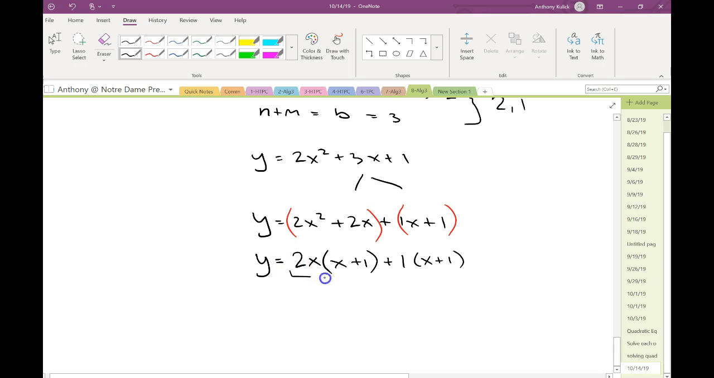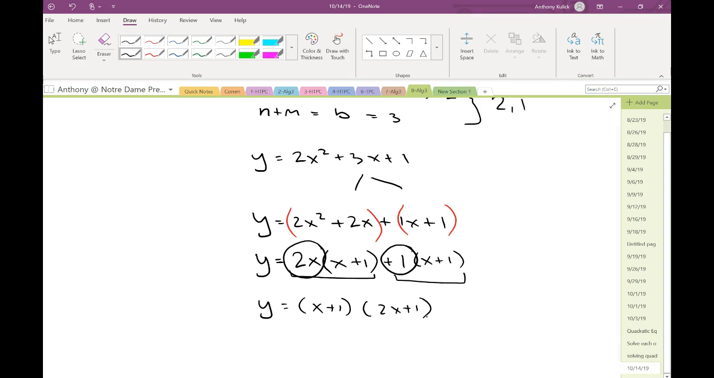Now, if I look at each of these, I notice that I have something in common. What's in common? X plus 1. And what's left over then, when I factor those out, is the 2x plus 1. Now, we're not quite done, because they're not actually in intercept form. Let's hold on, can you hold on for 1 second? Why aren't we in intercept form?